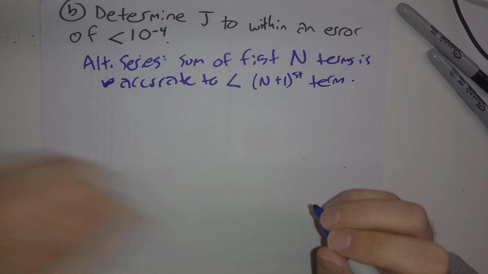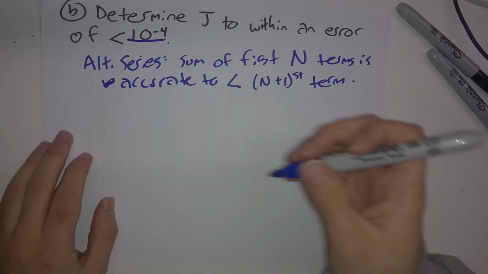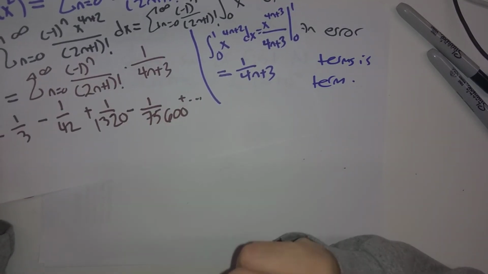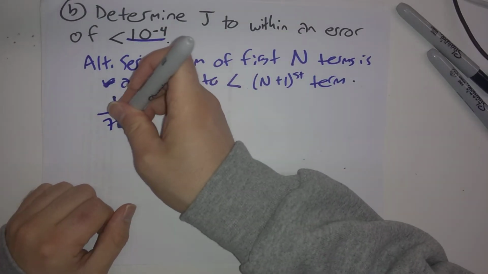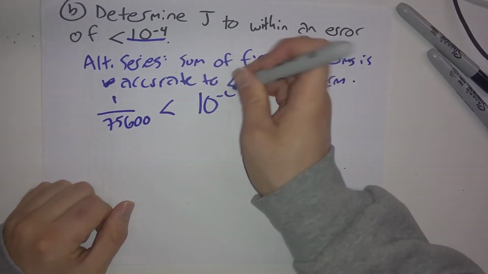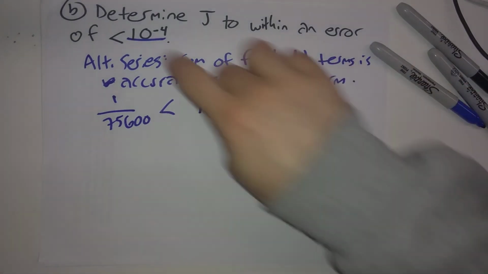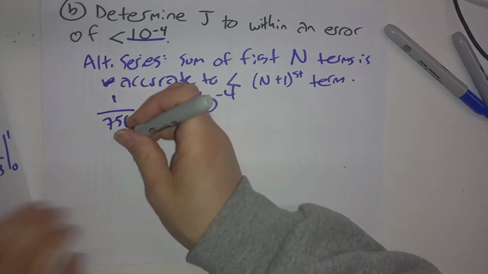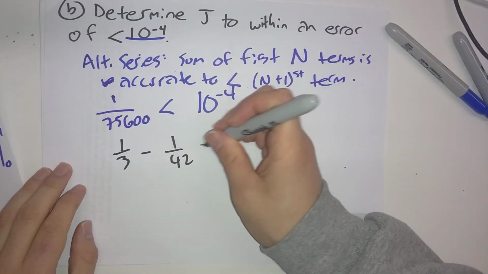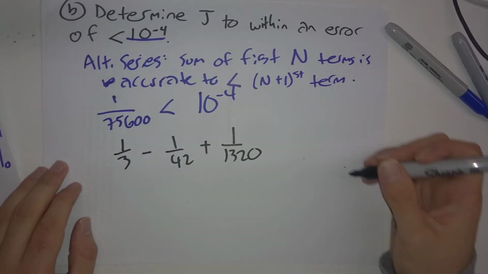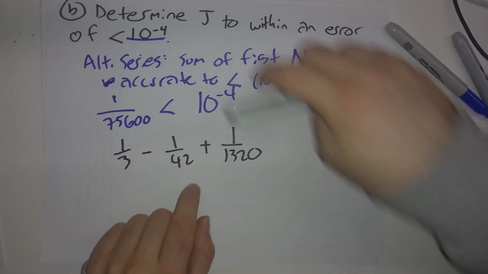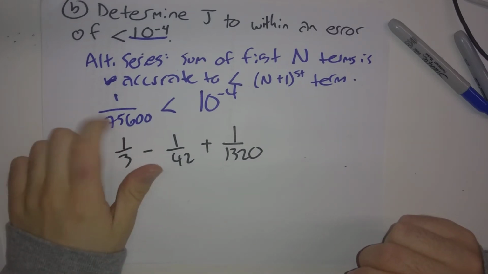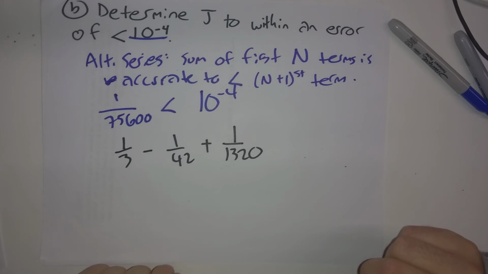So here, we were asked for error less than 10 to the minus fourth. The term, in absolute value, this one right here, 1 over 75,600, is less than 10 to the minus fourth. So if we exclude that, this will be within the requisite error. So what we're going to do is just take these terms here: 1/3 minus 1 over 42 plus 1 over 1320. This is an estimate for J that is within an error of 10 to the minus fourth, because the first left out term changes it by less than 10 to the minus fourth.